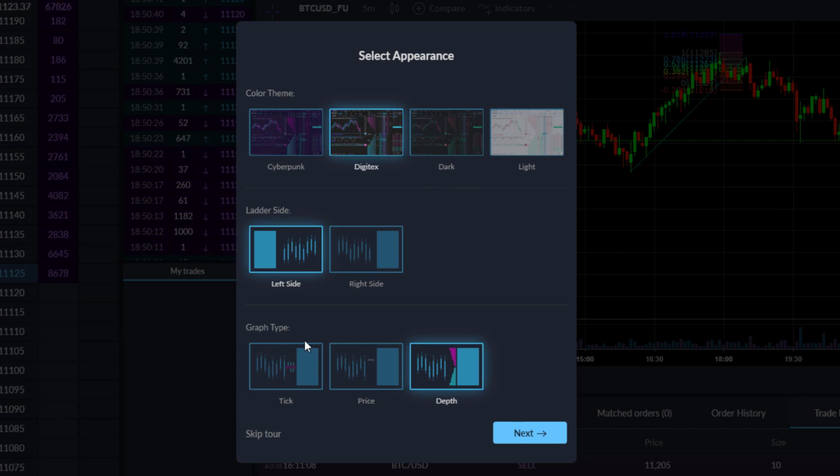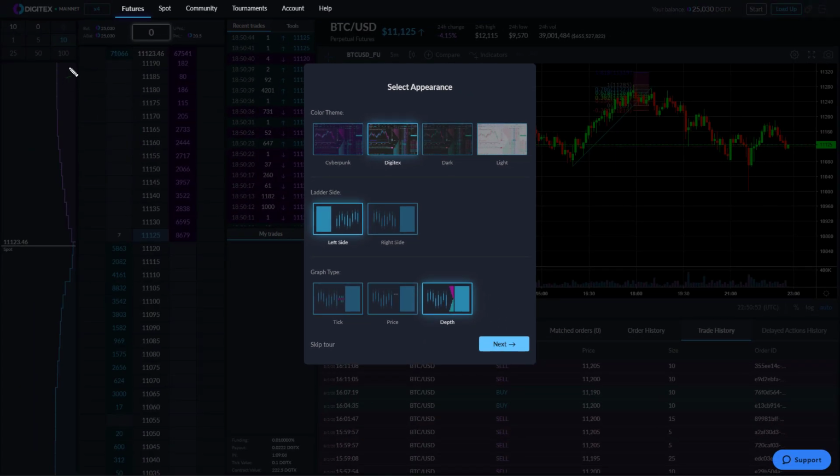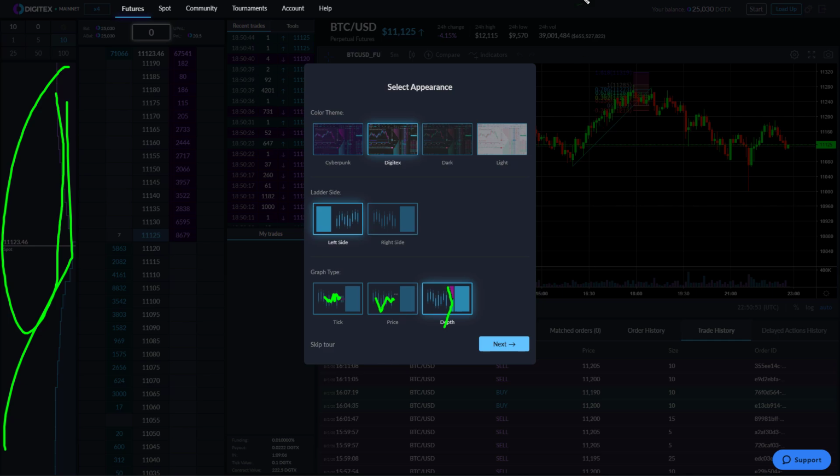You can also pick different graph types, and this is what we're talking about. Graph types is over here. So you can either do tick, which shows the actual individual ticks, or just a price bar, or the depth of market, which is the way I have it set here. Depth of market around the current price.